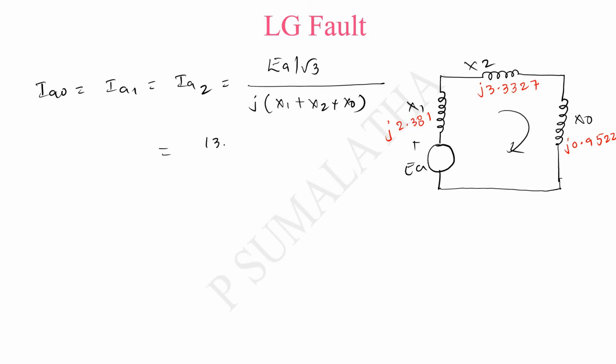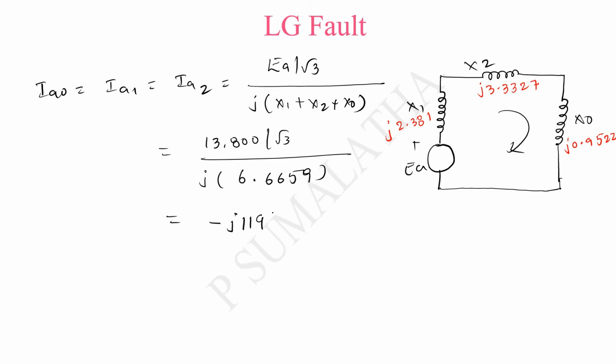that is equal to EA value 13,800. It is 13.8 kV. 13,800 by root 3 times j. If you add all three reactance values, we will get 6.6659. That will give us j 1195.25 amperes. Therefore, the subtransient fault current is equal to 3 times IA0 for the line to ground fault.